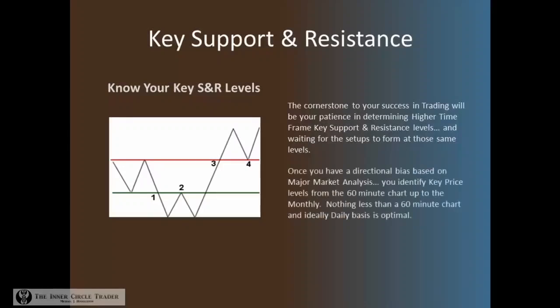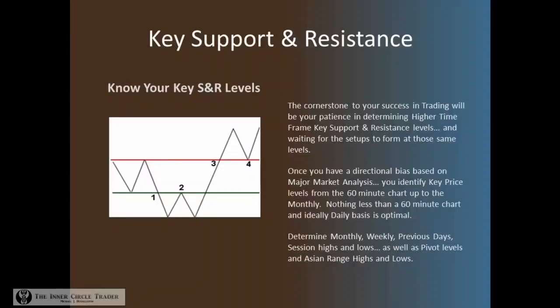Once you have directional bias based on the major market analysis, you identify key price levels from the 60-minute chart up to the monthly, nothing less than a 60-minute chart, and ideally the daily basis is optimal. Determine monthly, weekly, previous days, session highs and lows, as well as pivot levels and Asian range highs and lows.